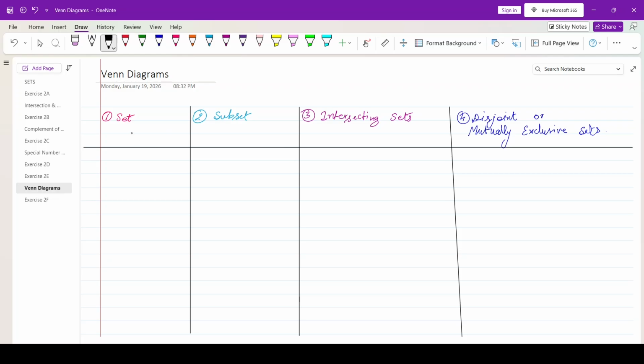So we know a set is also a part of a universal set. Therefore, let's first draw the universal set. Suppose this rectangular box is a universal set. Now let's say set A is a part of this universal set. Therefore, we can say in terms of Venn diagrams, this is set A, which is completely inside this U.